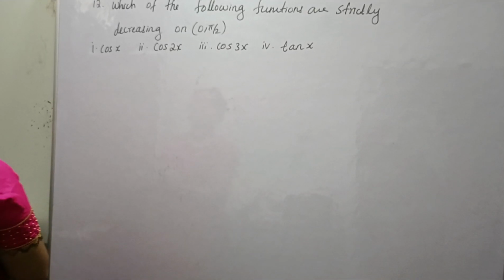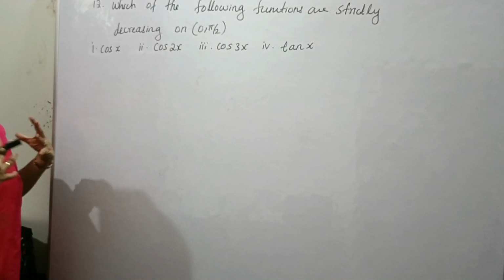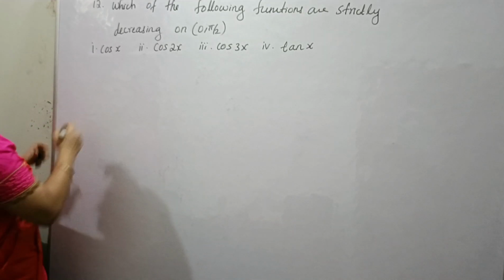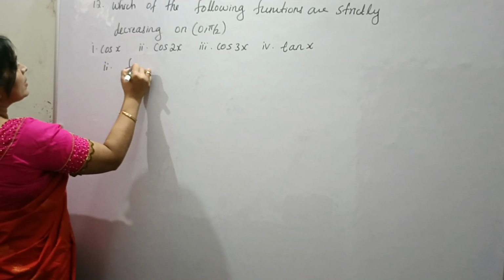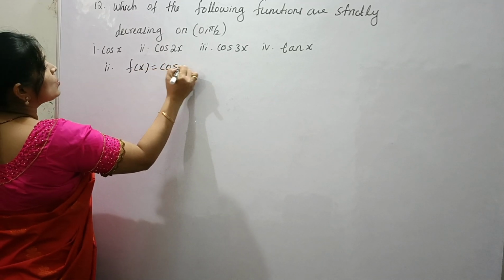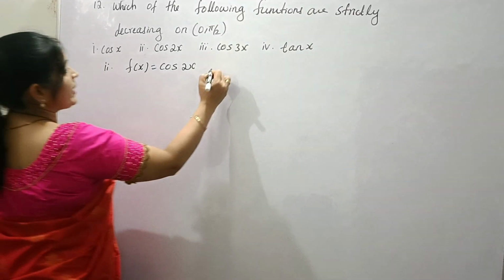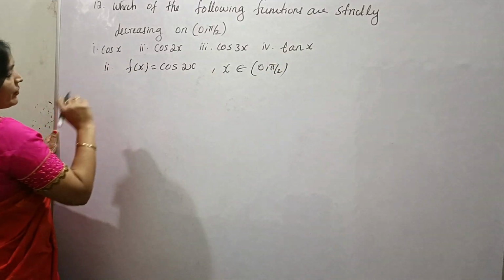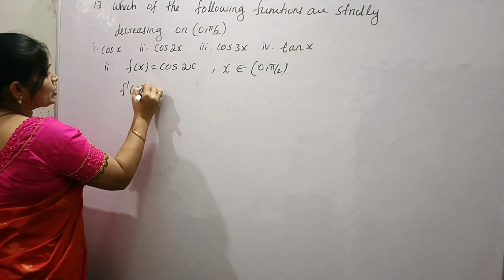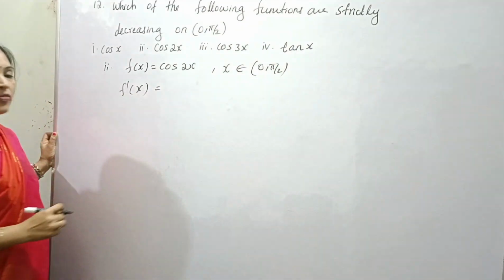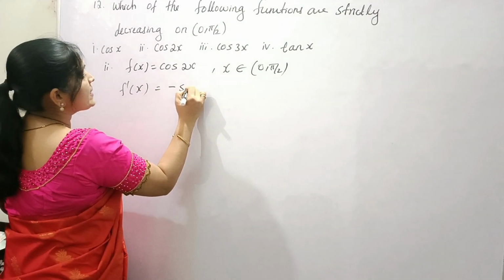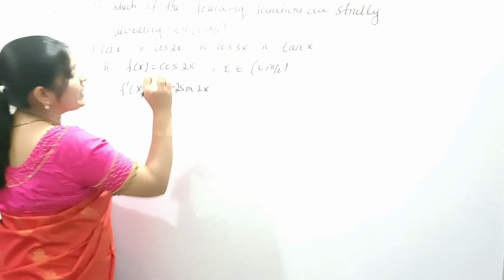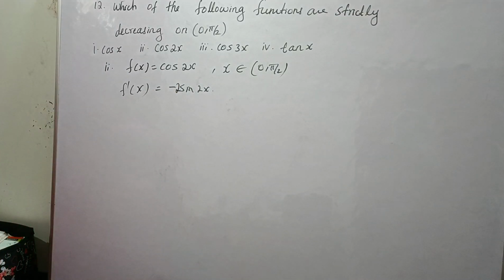Now let's check the second one, whether it is increasing or decreasing on the interval 0 to pi by 2. The second function is f of x equal to cos 2x. Here x belongs to 0 to pi by 2. Then the first step is finding the derivative. f dash of x is equal to the derivative of cos 2x, which is minus sin 2x into the derivative of 2x, which is 2. So minus 2 sin 2x.